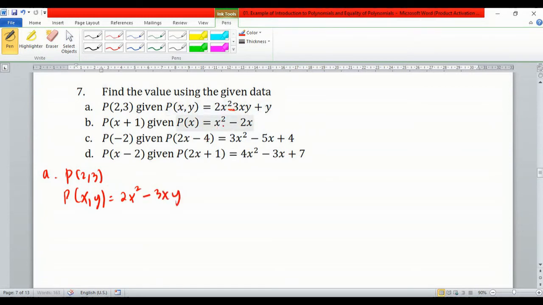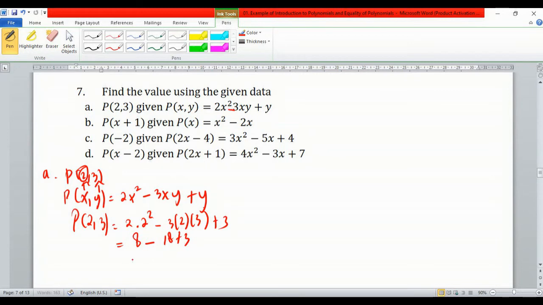Sorry, this one should be minus plus y. Remember that this is a coordinate system, so x is represented by 2 and y is represented by 3, right? From here, you just need to substitute them: 2 times 2 power 2 minus 3 times 2 minus 3 plus 3. So this one is 8 minus 6, 18 plus 3, so this one will be minus 7.